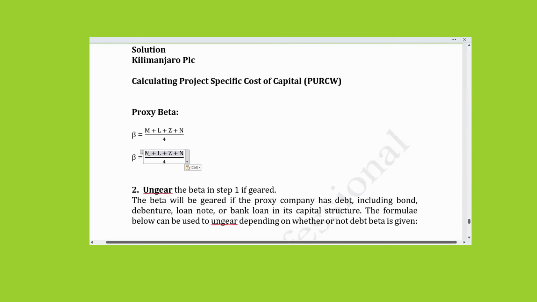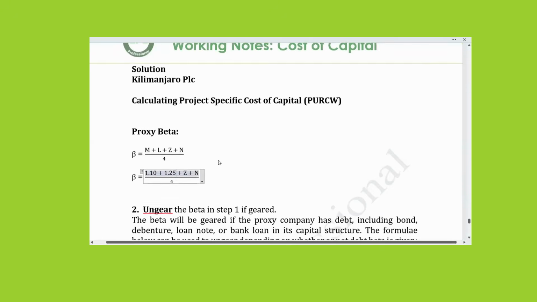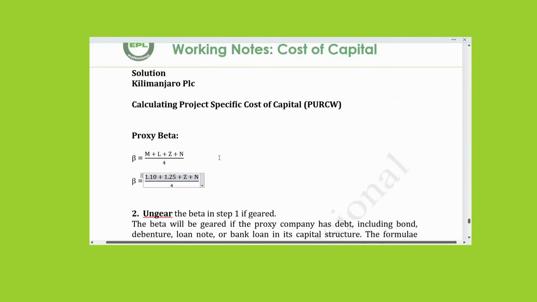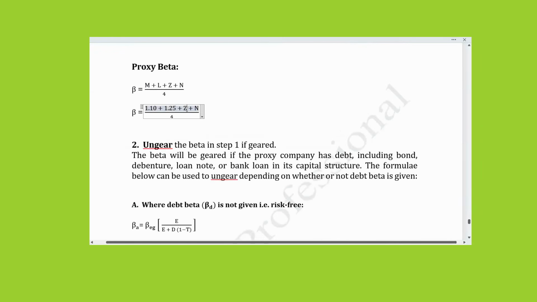So what's the beta of Mississippi? 1.10. Limpopo is 1.25. Let me confirm. Yes, 1.25. Then Zambezi is 1.3. Nile is 1.05. So add everything together and divide it by 4. What do you have there? Give it to me. Final answer. 1.175.